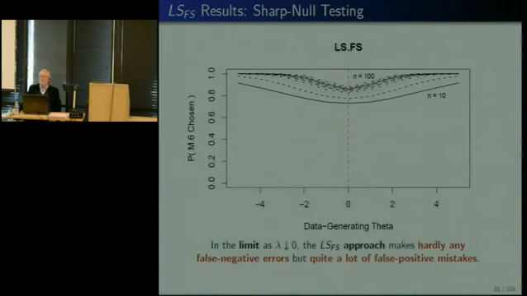So instead of talking about it as being out of order because it's inconsistent, let's talk about it for sample size 10, for example. You can see it makes hardly any false negative errors, because that probability is always at least 0.8, whatever theta might be. But it makes quite a lot of false positive mistakes, because it has an 80% chance of saying that theta is not 0 when it actually is.